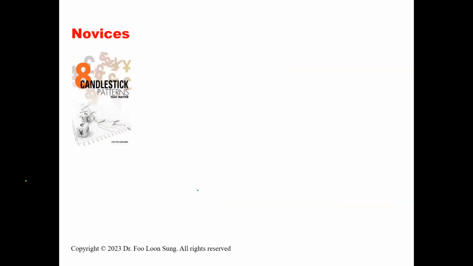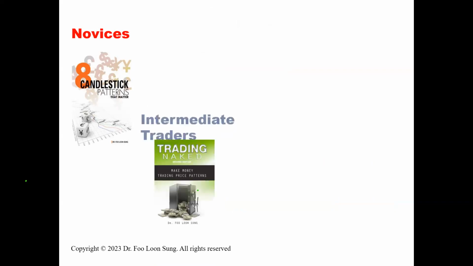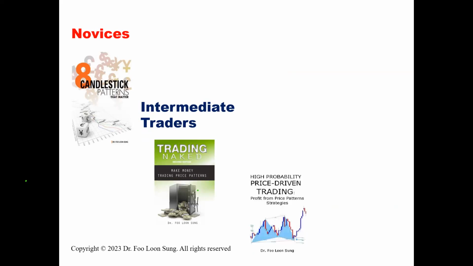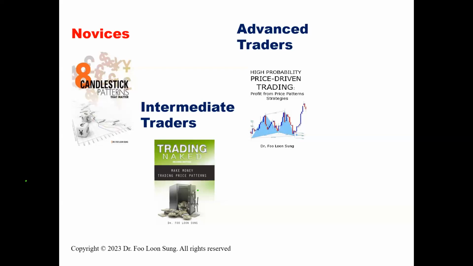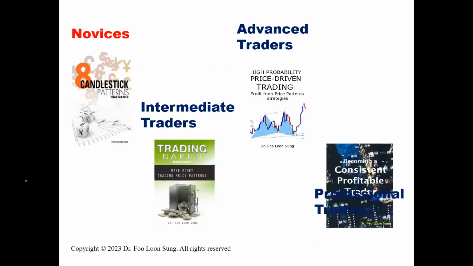So I wrote different books for different levels of traders. For novices, it's 8 Candlestick. For intermediate traders, it's Trading Naked, because that is a level where most people should be able to build the system and trade the system that they built. And finally, if you want to migrate, then High Probability Price-Driven Trading would be the one. And finally, to put everything together to achieve consistent, profitable trading.